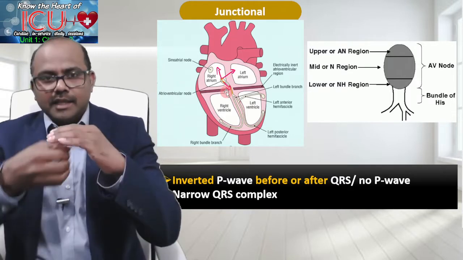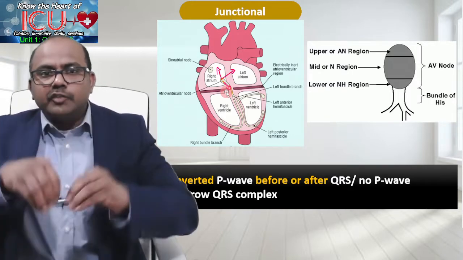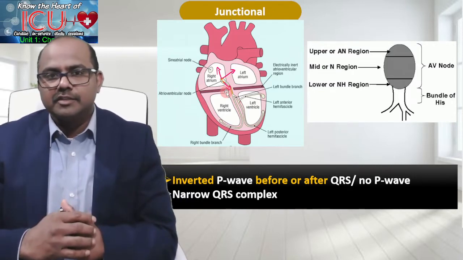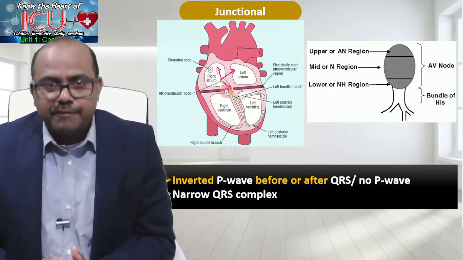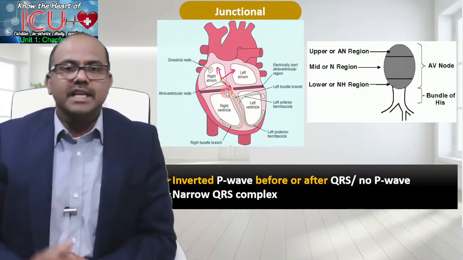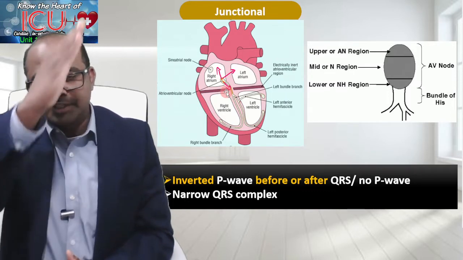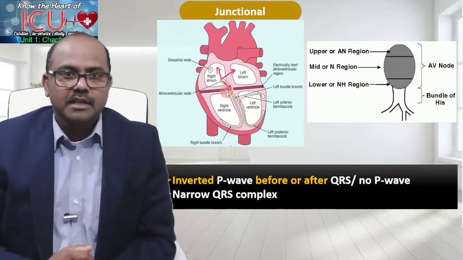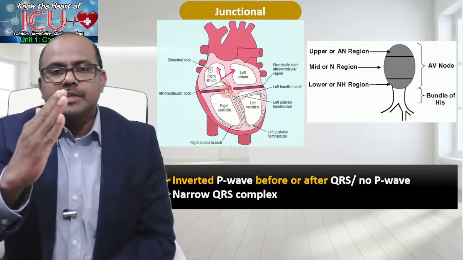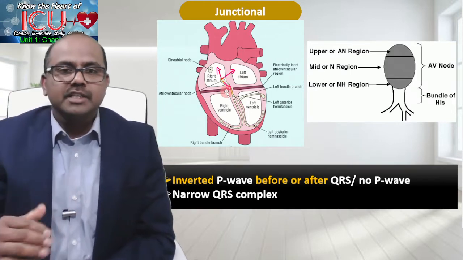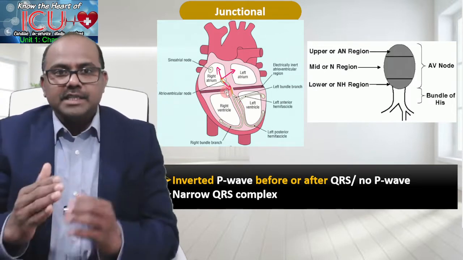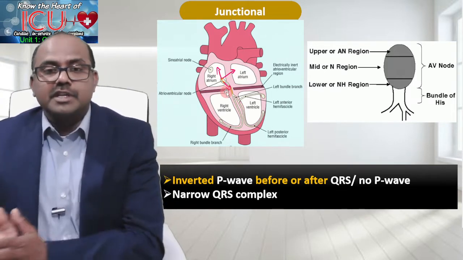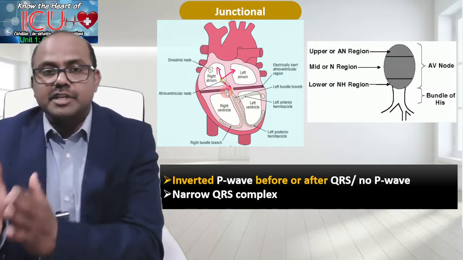And if the impulse originates in the lower area of the AV node, that's called low nodal rhythm. The lower part of the AV node is closer to the ventricle than the atria. So the impulse reaches the ventricle first and then the atria. Still, the atrial impulse is going in an upward direction rather than downward, as in a normal ECG. So the P wave will be inverted, but it occurs after the ventricular depolarization.